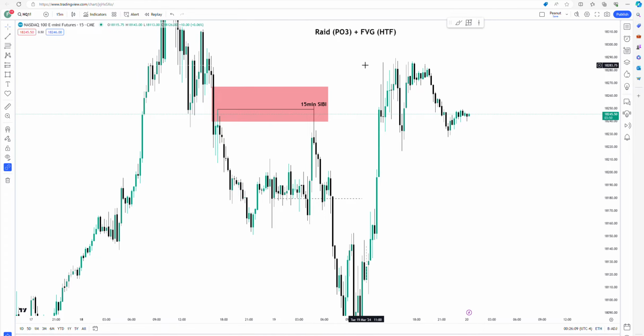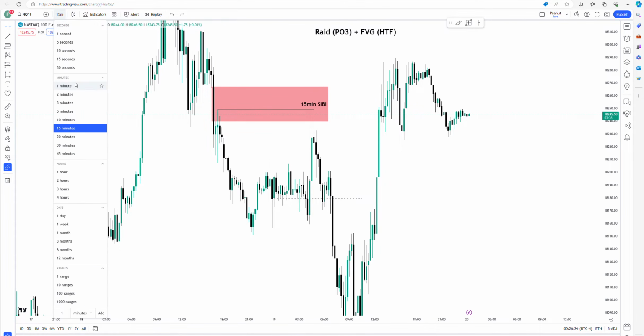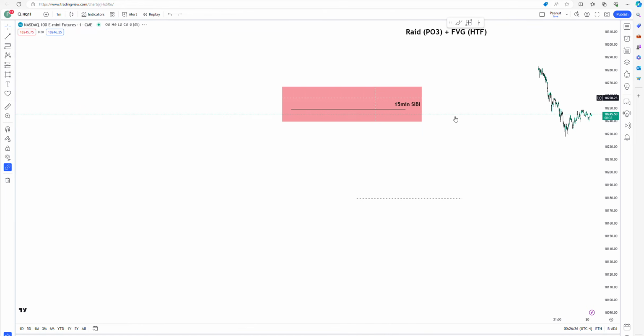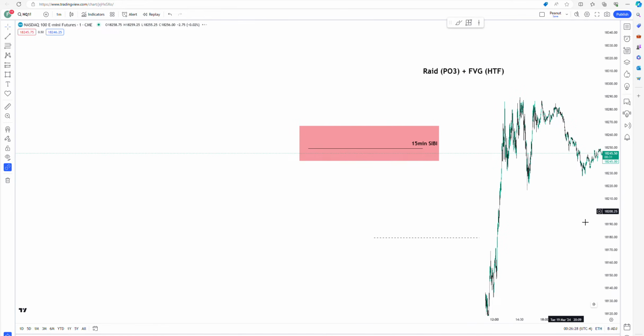Higher time frame for me is anything on the 15-minute, the 30-minute, the 45, the 1 hour, anything 15-minute and above, right? How high do I go in terms of time frames? Ideally, no more than 1 hour. Otherwise, the imbalance can be too big and there's too much range. So 15-minute often does the trick. So that's the first thing. That's what we're looking for as our framework, right?